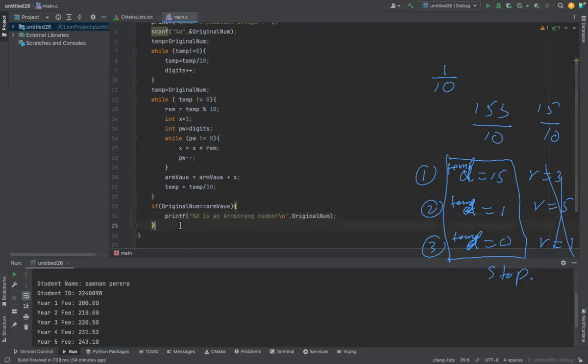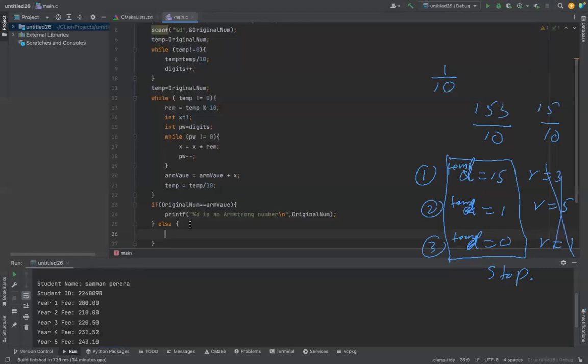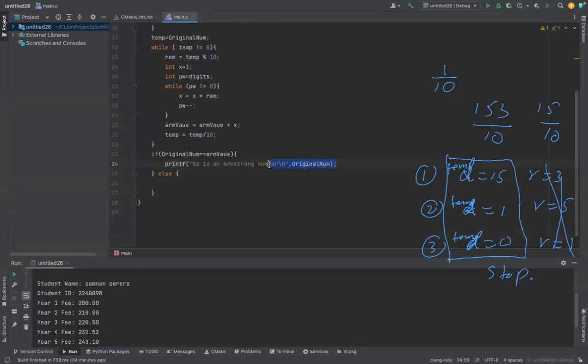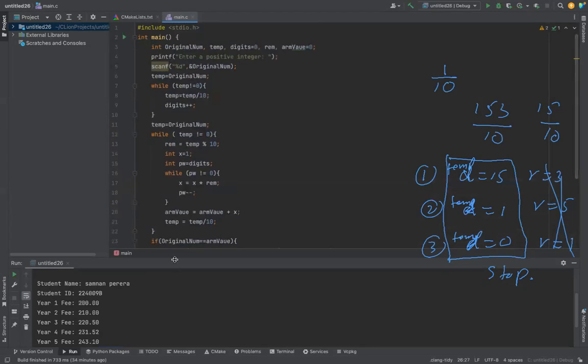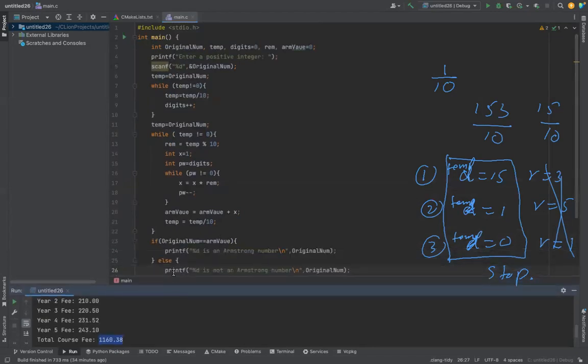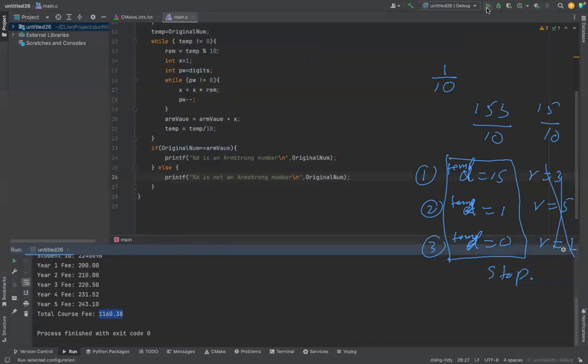Else, if it is not equal, that is not an Armstrong number. So you can use this one, and here is not an Armstrong number. Yeah, I think this may work perfectly. Let's run this one to see whether it works properly.